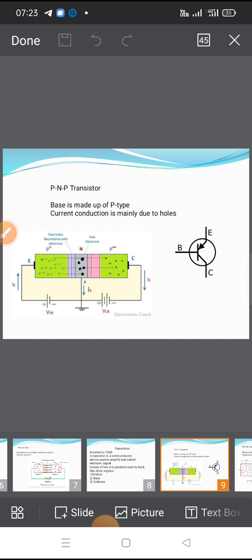The transistor action can be understood by analyzing the current flow through it under the influence of externally applied voltage. The emitter-base junction will be forward biased and the collector-base junction will be reverse biased. We will study the action of the PNP transistor, and the circuit is shown in the figure.